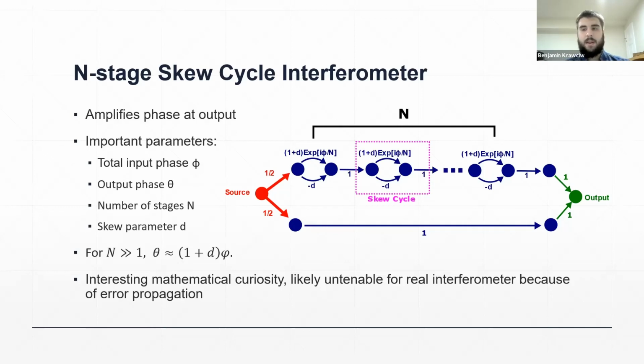Now this network is more of a mathematical curiosity. It'd be very difficult to build, and because of error propagation, you'd find that differences between the stages of the skew cycle interferometer would be amplified on the output. And so it'd be very hard to actually get measurements out of this thing. But it does serve as a counterexample to the idea that your input phase phi is an upper bound on the output phase theta. You could have something larger, so you might have unpredictable effects in large interferometers.